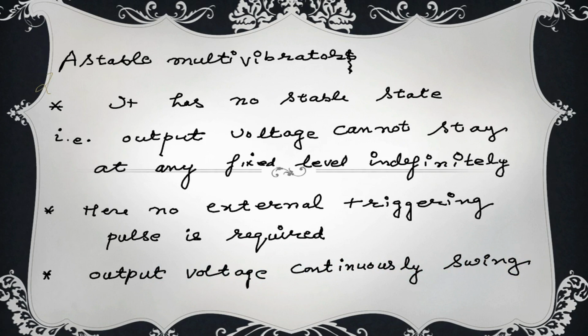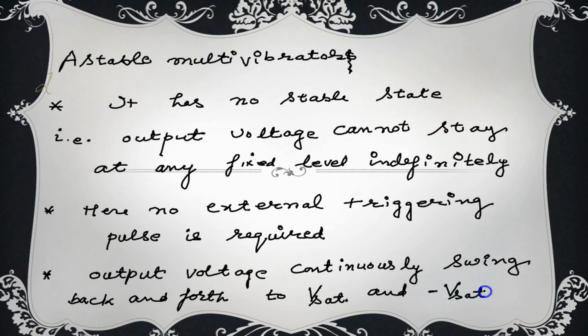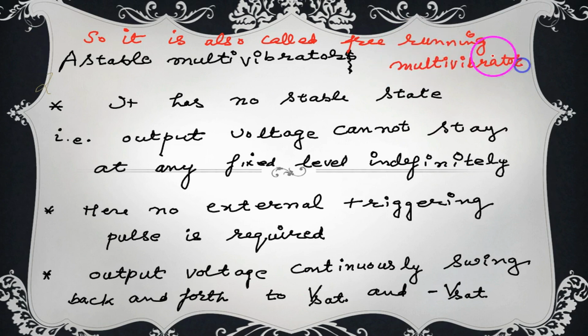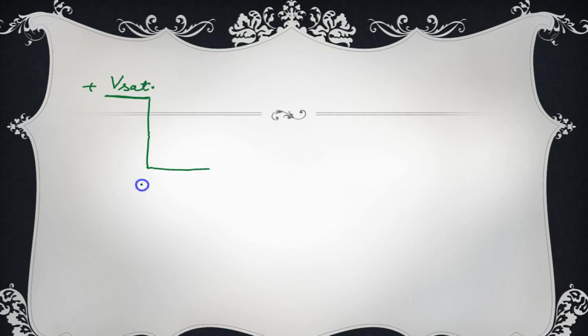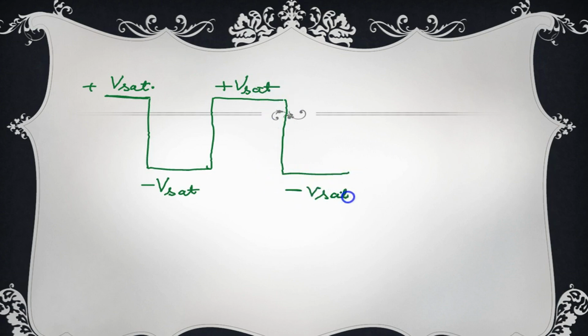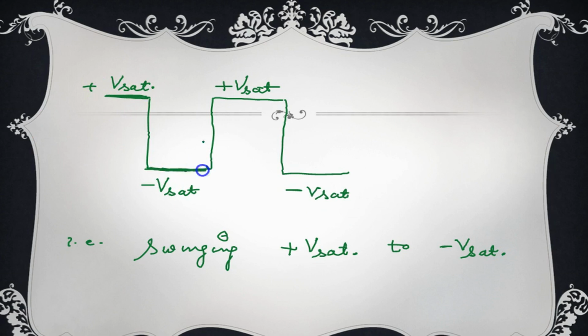It continuously swings back and forth between the high level and low level, that is plus V saturation and minus V saturation. So this is plus V saturation, minus V saturation, plus V saturation. It is swinging between the two values, and we are getting a square wave.